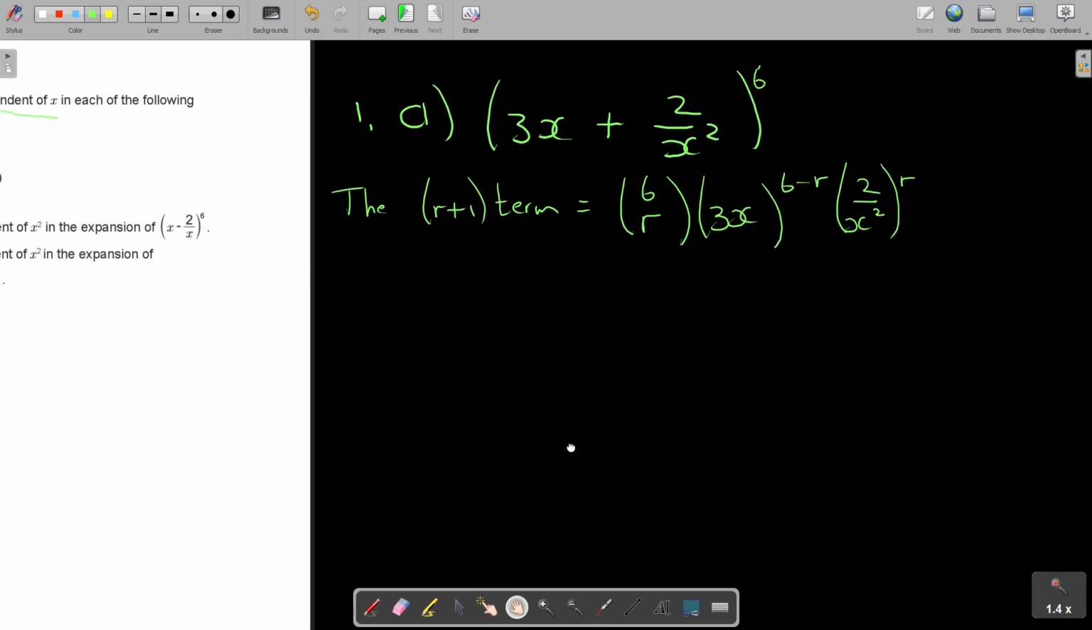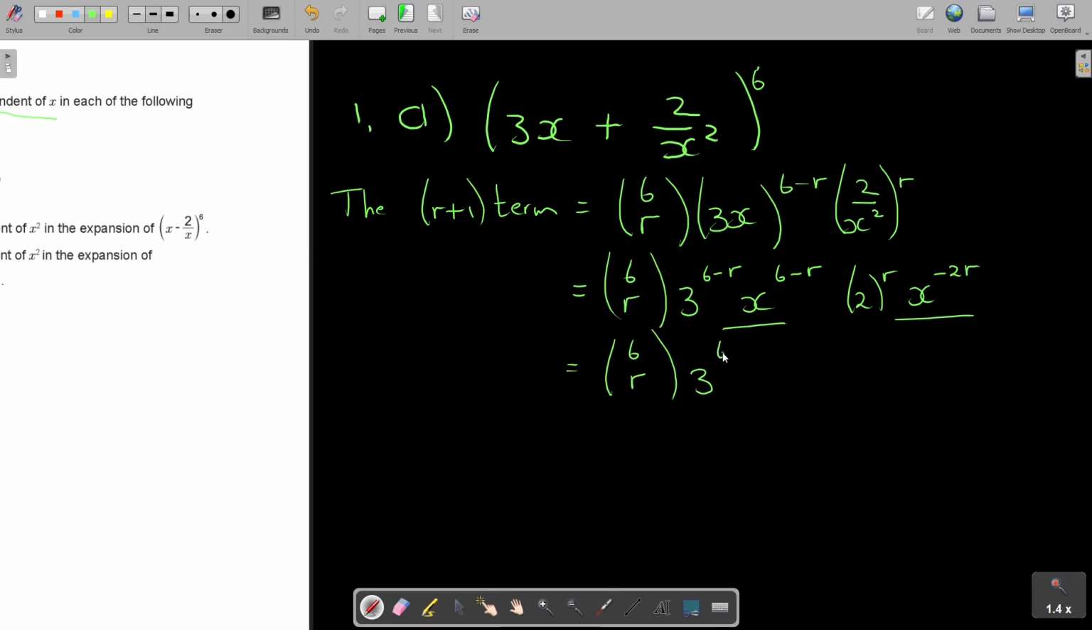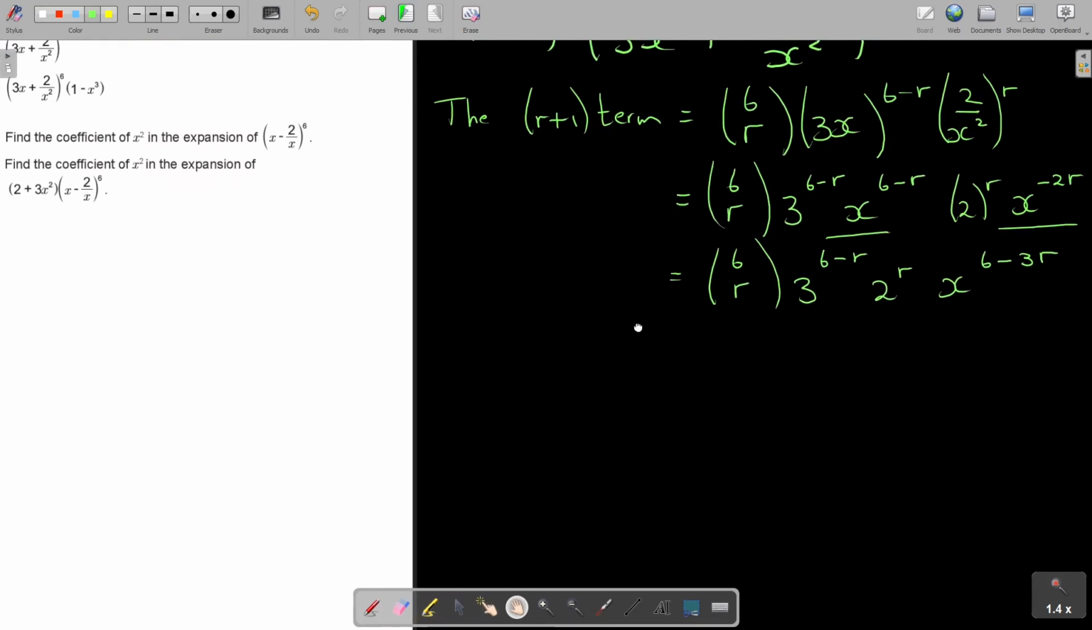And if I simplify this further, then it's going to be 6Cr, and then 3 to the 6 minus r, x to the 6 minus r, 2 to the r, and remember if that x comes up, so it's x to the power -2r. And then I just rearrange to get my x terms together. So 6Cr, and then 3 to the 6 minus r, and then 2 to the r, and then x to the 6 minus 3r. Okay, and now I'm just going to get my independent term.